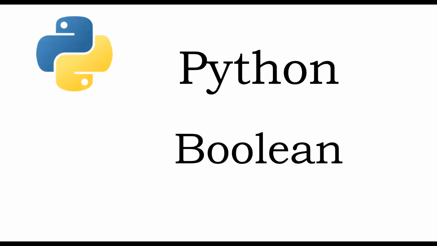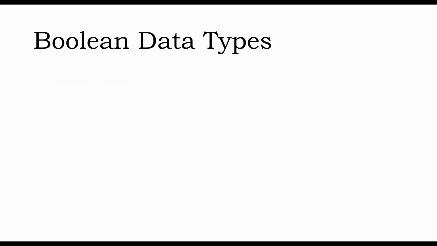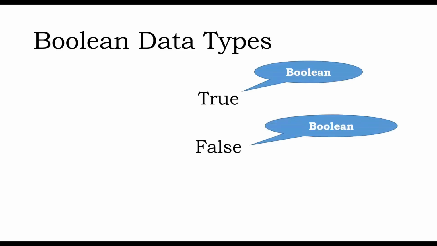In this video, we will talk about Boolean data type in Python. In Python, Boolean is another important type. Boolean data type in Python supports only true and false. Just remember, we use an uppercase T and F for true and false.